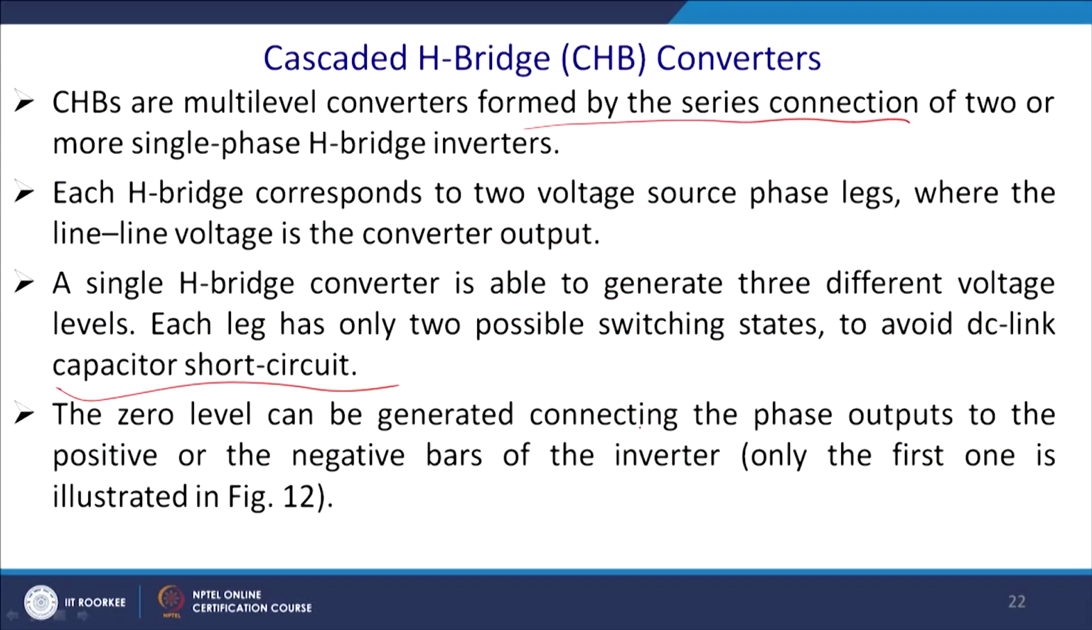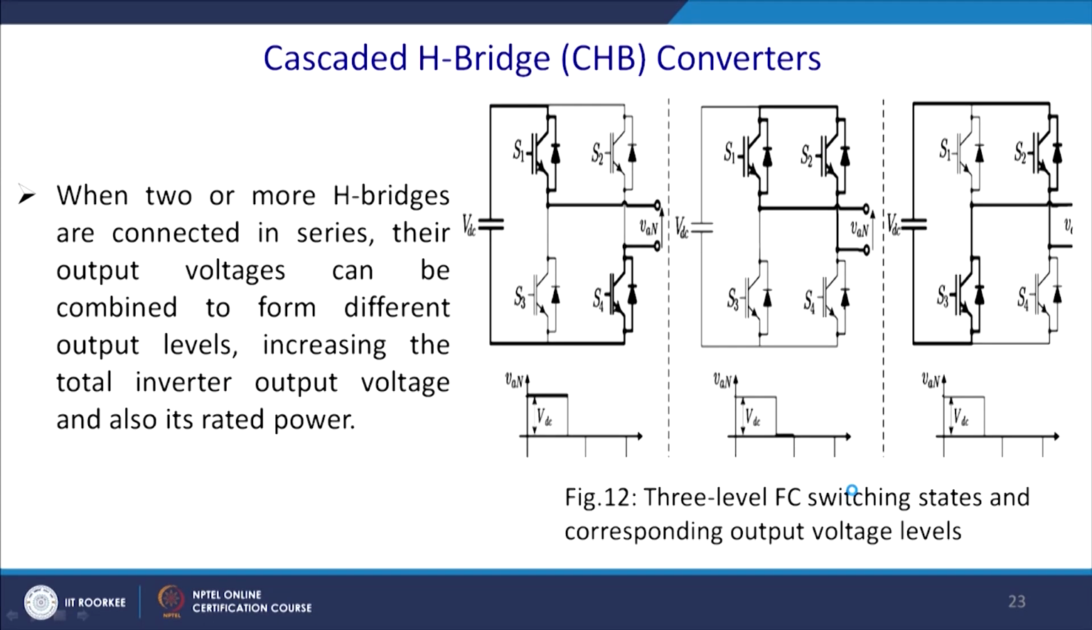But it has a modularity in nature; you can put them in cascade and build any level you want. The 0 level can be generated by connecting the phase output to the positive or the negative bars of the inverter, only the first one is illustrated here. So, this is how you can cascade it to many levels. Once S1 and S4 are closed, you get a positive DC voltage, and once you decide to short this upper leg, since this was conducting, you get a 0 voltage.